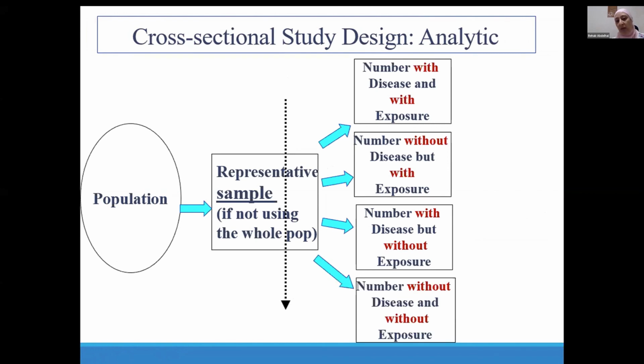I would have people with disease and with exposure, people without the disease but with the exposure, people with the disease without the exposure, and people without the disease and without the exposure. And then how many prevalence proportions would I have? Maha? Can I have the question again? If I have 4 groups, how many prevalence proportions would I get?